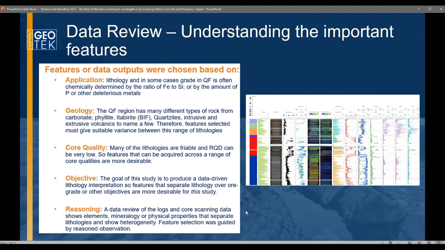We have the objective, to produce lithology, and we keep that in mind, that's our goal. We can also go down other tangents, but we've got to keep that in mind, as that's our goal. And of course, the reasoning: we've got to review our logs and keep that geological understanding to come back through. So we've got to keep our feature selection reasoned with what we're trying to achieve.